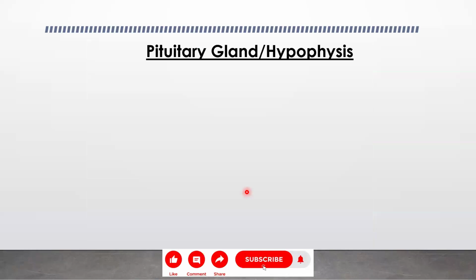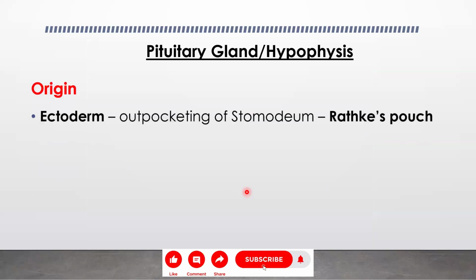So maybe now we can check on the embryological development of the pituitary gland, the hypophysis. So tissues of origin: it comes from ectoderm, specifically the outpocketings of the stomodium. So the roof of the stomodium will give us the Rathke's pouch.